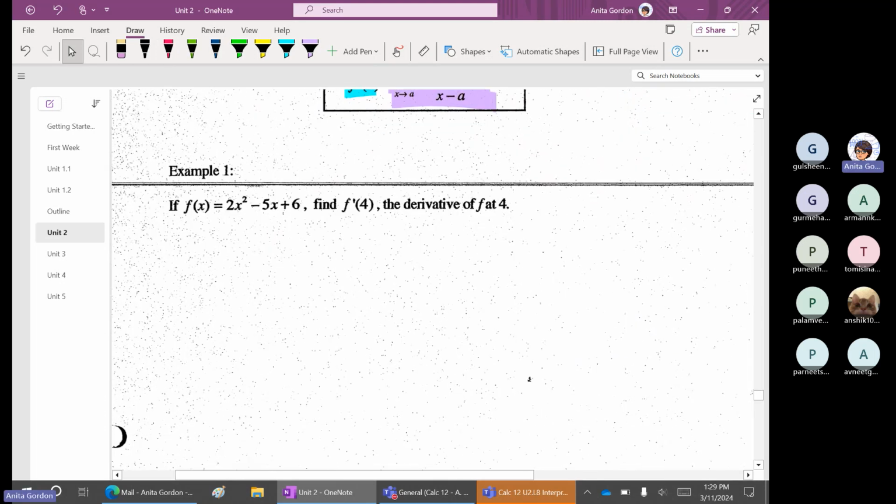So here's example 1. If the function is 2x squared minus 5x plus 6, find the derivative at the point of 4, right? f prime at 4. So when we do something like this, we need to find the limits first, the general one, then sub the value.